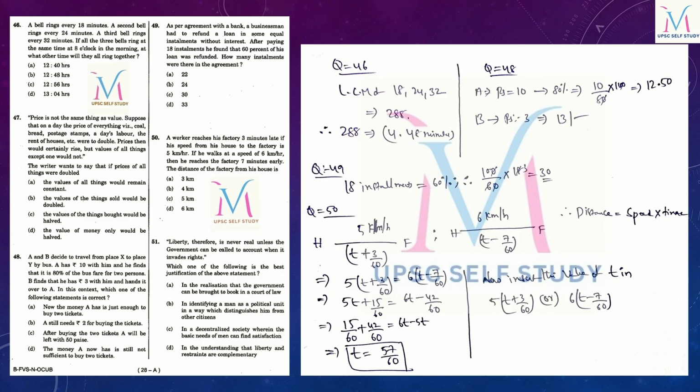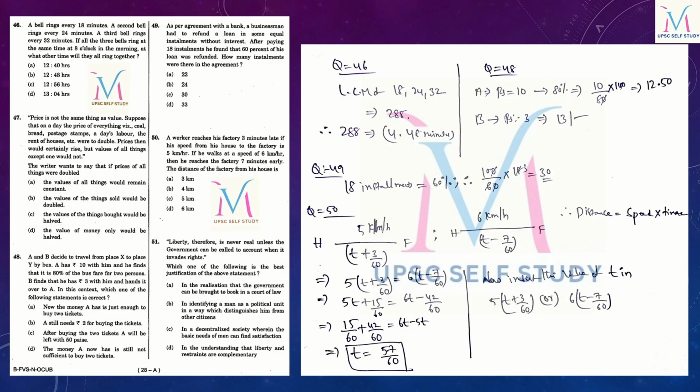So he already paid 18 installments, and that is 60% of the money. So now we calculate that 18 installments is equal to 60%, right? 60% of his loan was refunded. Again, how many installments were there in the agreement? So if we calculate, 18 installments is equal to 60%, right? So again same thing, 100 by 60 into 18.